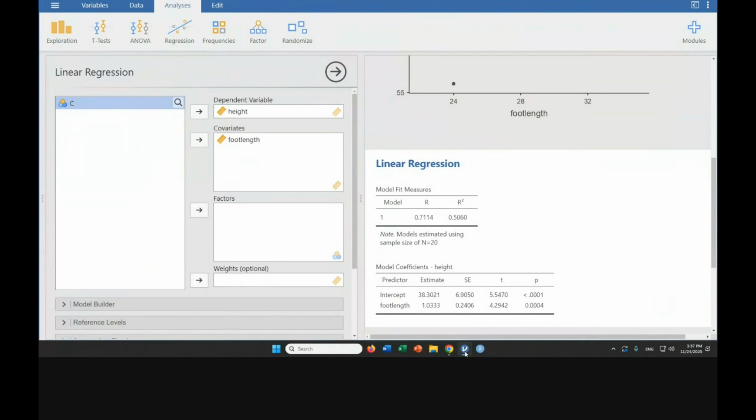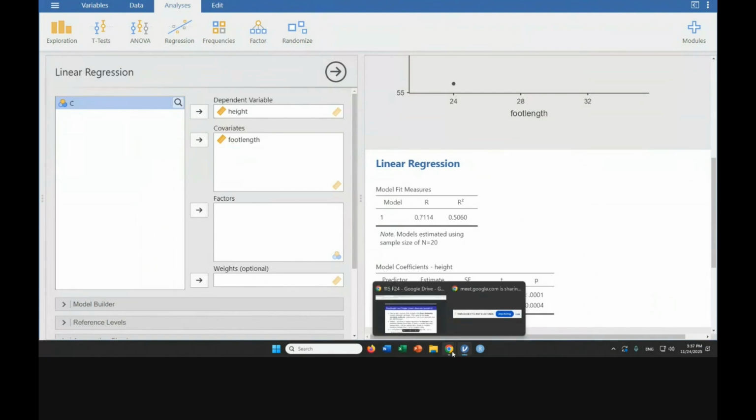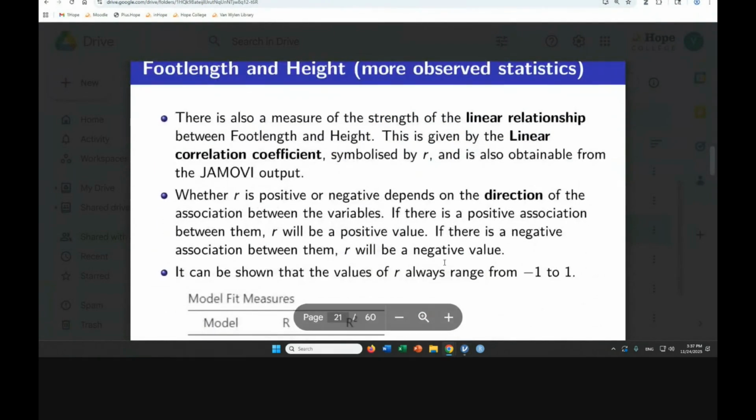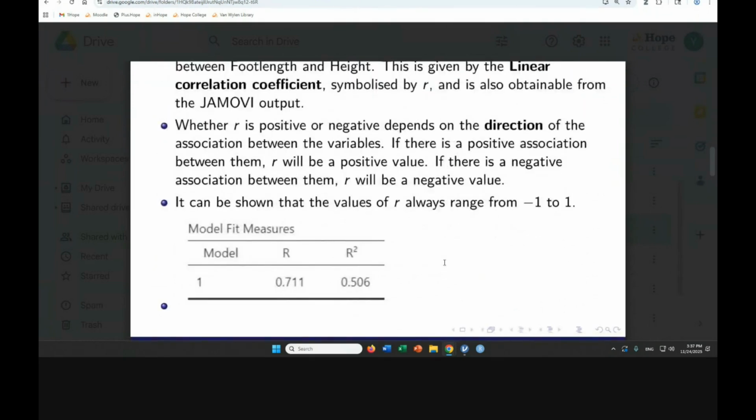So do you see 0.7114? There it is. Jamovi gives it to you even without you having to ask for it. This number is the LCC. Remember that. What's R squared? Coming to that. These two are related, of course. One comes from the other, but they mean different things. The strength of a linear relationship is measured by the linear correlation coefficient, 0.7114. All right. So what values can that thing take? So first of all, you will notice that the value for r has a sign.